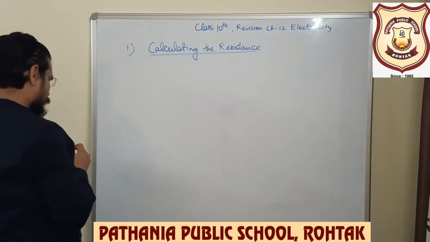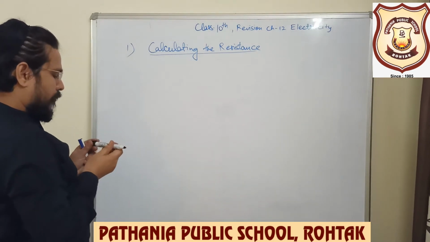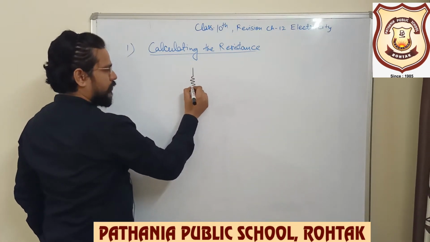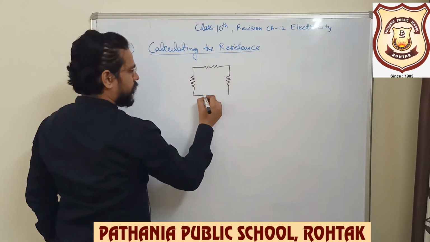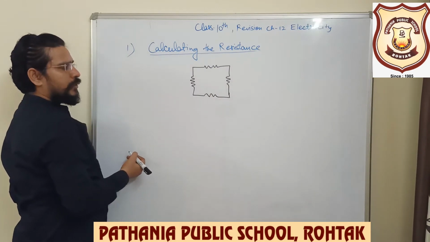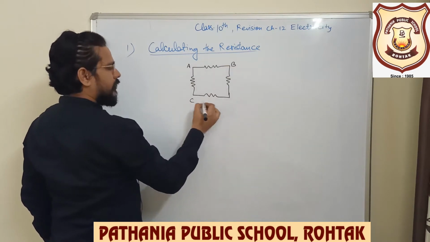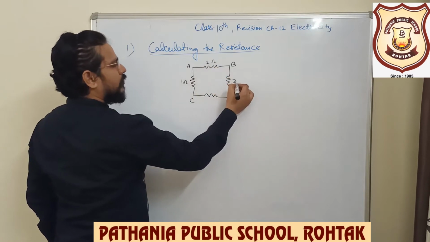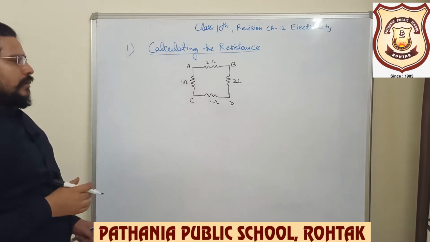As a class 10th student, I know that the concept of series and parallel combination is quite new to you, but you have to understand this thing. I will give you an example which was asked by a class 10th student. Let us say we have a combination of resistances in the form of a square. Let us name it A, B, C, D, and the values are 1 ohm, 2 ohm, 3 ohm and 4 ohm. The values are not the same.